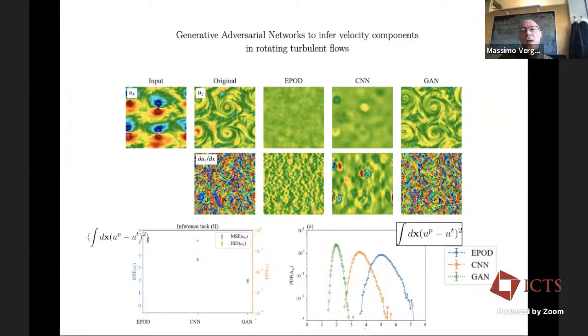That is, the machine, if you put in the adversarial part, becomes definitely superior to linear decomposition, because it's able to guess also the right fluctuations, while the linear decompositions have a very vague understanding of what the small scale properties of the flow are.